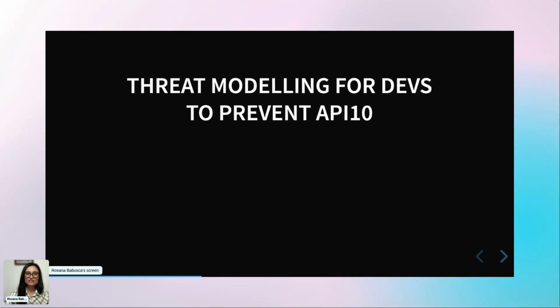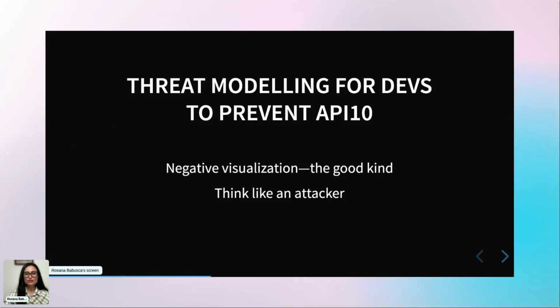And my answer is threat modeling. I like to see threat modeling as a negative visualization exercise in the sense that before a developer starts writing even a single line of code, they should think about what could go wrong in their app and how they can prevent that. However, to imagine what can go wrong, a developer has to first be aware of what can go wrong. And this is where taking code security or API security courses comes into play. They help developers think like an attacker and understand how to prevent various vulnerabilities.